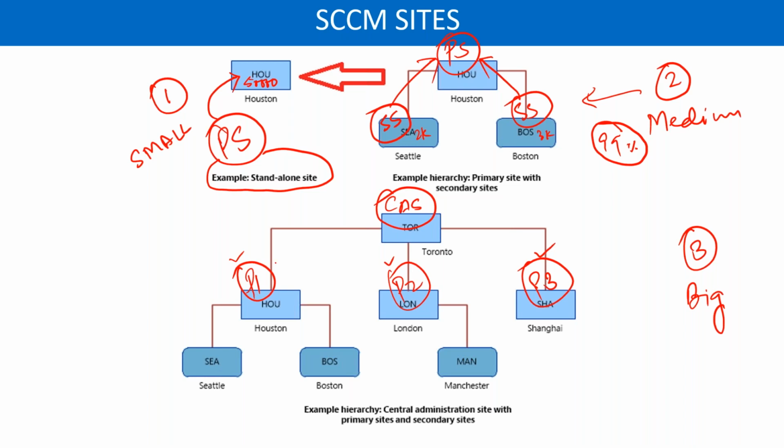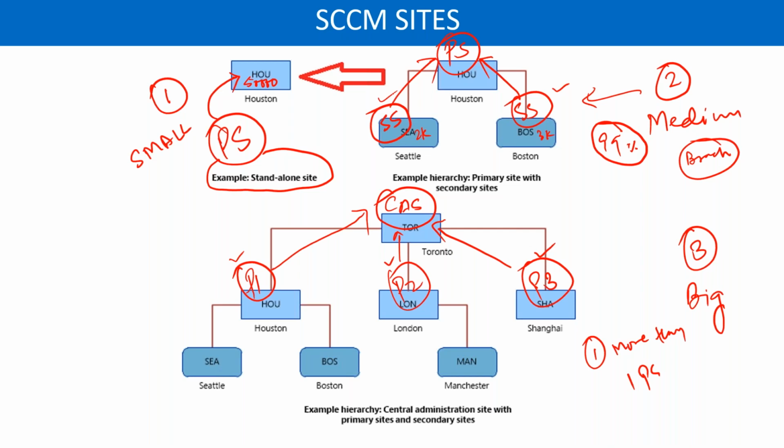So if you have more than one primary site, then only central is needed. Otherwise, central is not required. The primary will report back to central. That is the main reason for central to exist: when you have more than one primary site. Secondary is needed when you have devices in branch offices. When you have branch offices, then only secondary is needed, otherwise secondary is not required. So that depends on your company's geographical location.